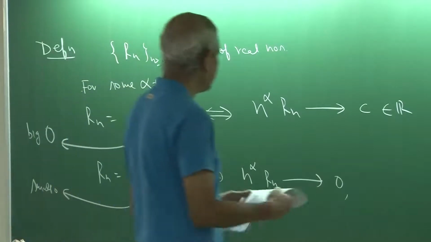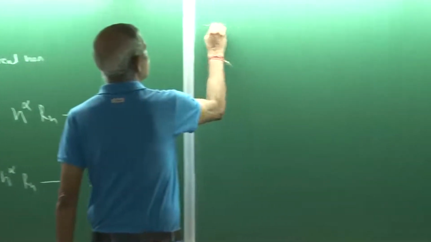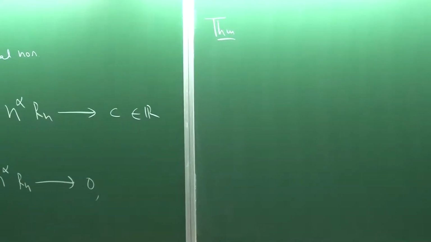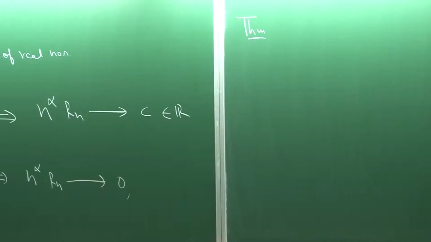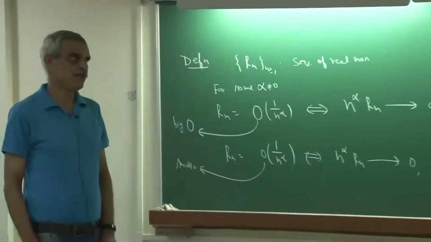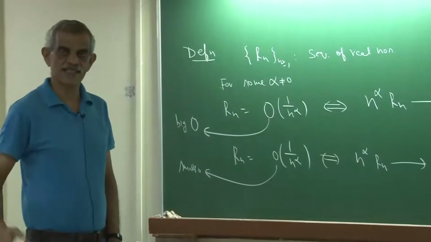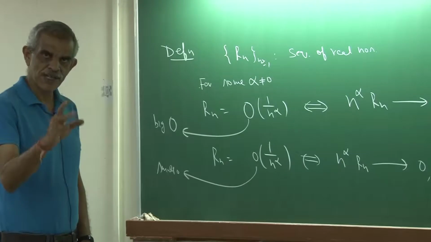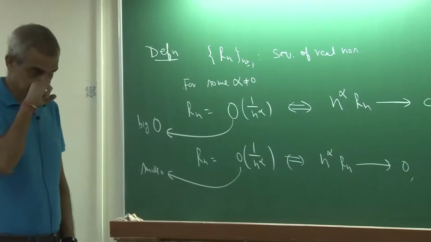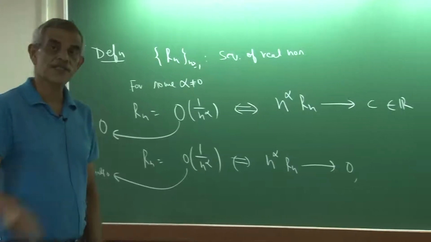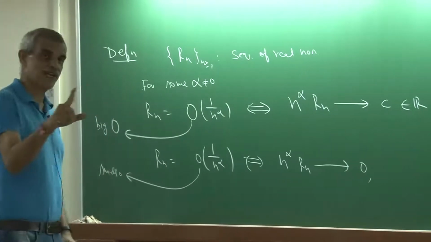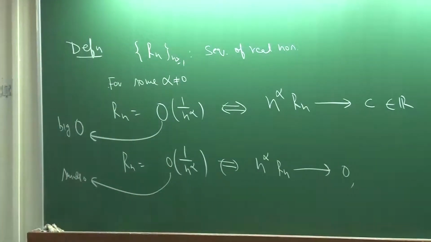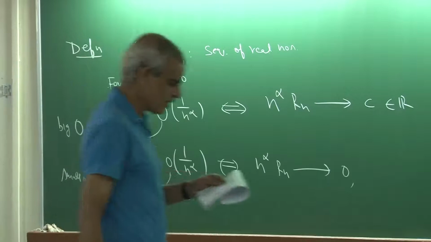So once I have given this definition, for example 1 upon n plus 1 upon n square is big O of 1 upon n, because once I multiply 1 upon n plus 1 upon n square by n, it goes to 1. It is not of order 1 upon n square, because if I multiply by n square, that goes to infinity, whereas this limit has to be a real number. So let me write down this result.